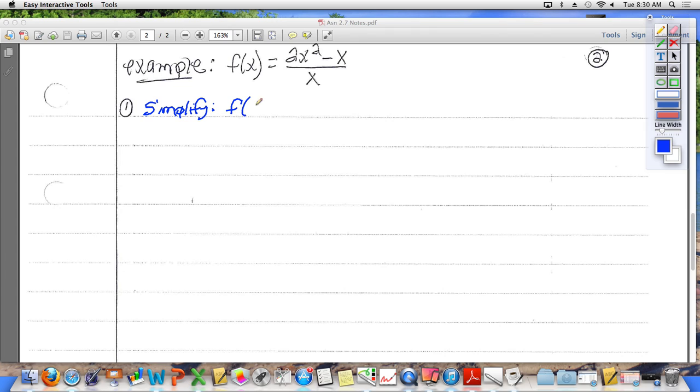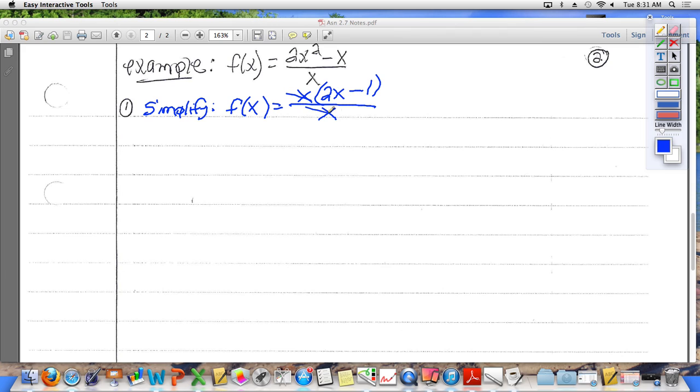f of x is going to be equal to, I can take an x out of the top, leaving me with, if I take an x out of the top, a 2x left. Minus 1. Very good. Divided by, on the bottom I have an x. What just happened? Simplify it. I simplified, but what can I do now?